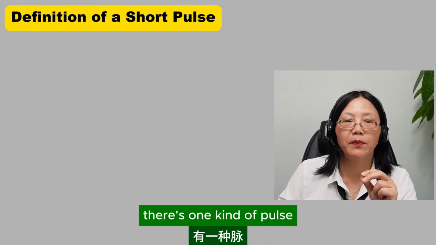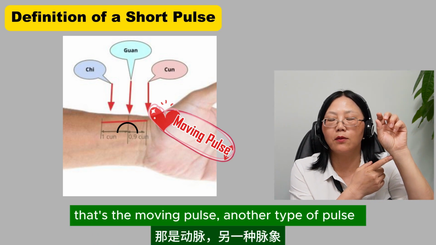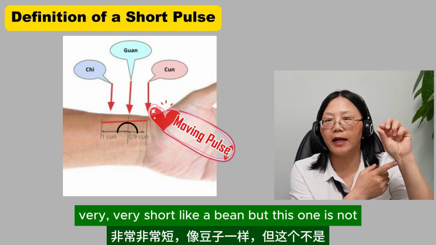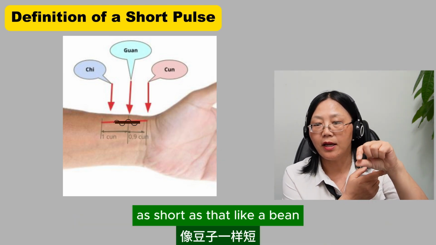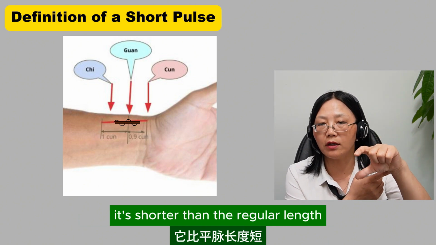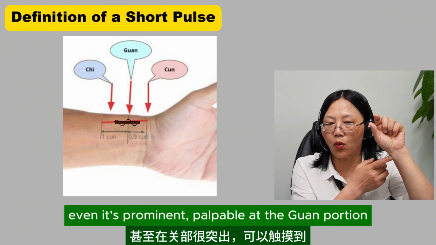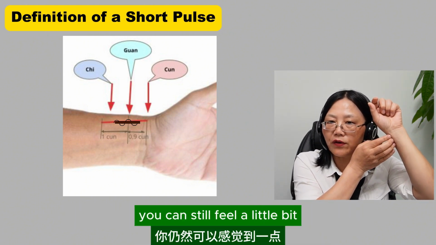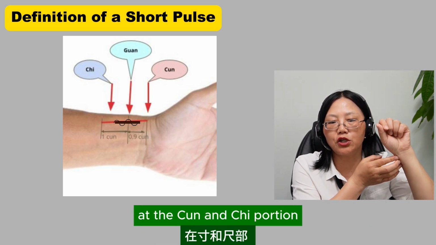There's one kind of pulse where you can only feel it in the Guan portion. That's the moving pulse, another type of pulse, very, very short, like a bean. But this one is not as short as that. It's shorter than the regular length. Even though it's prominent and palpable at the Guan portion, at the Chun and the Chi portions you can still feel a little bit. It is recognizable there.